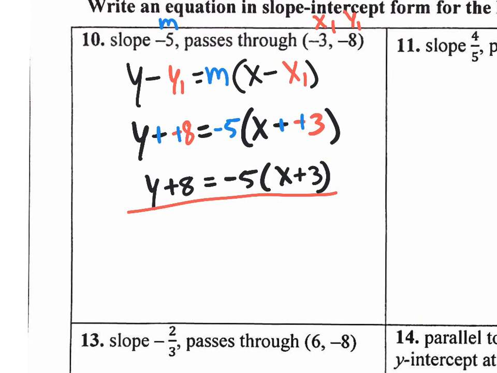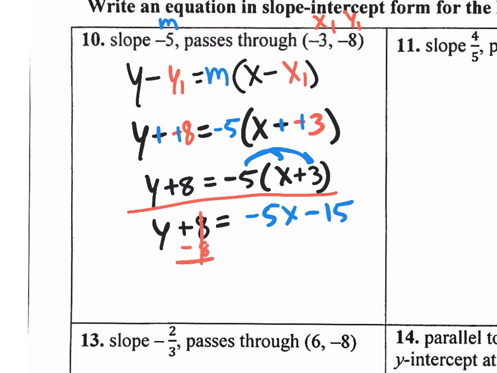But right here we're going to continue on and change it to slope intercept, y equals mx plus b. So we need to get rid of those parentheses by distributing. Negative 5 times x is negative 5x. Negative 5 times 3 is negative 15. Bring down the equal sign. Bring down the y plus 8. And there's only one more thing to do. Get rid of that plus 8 by doing the opposite, minus 8. So minus 8 there, minus 8 over there. Your slope-intercept form equation is y equals negative 5x minus 23.